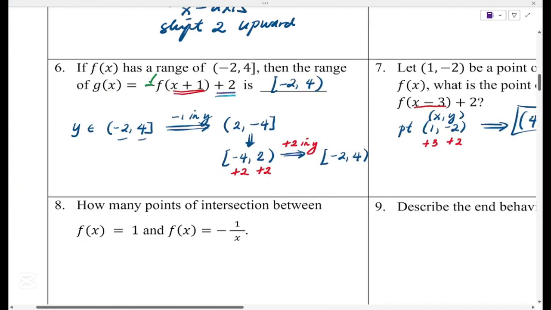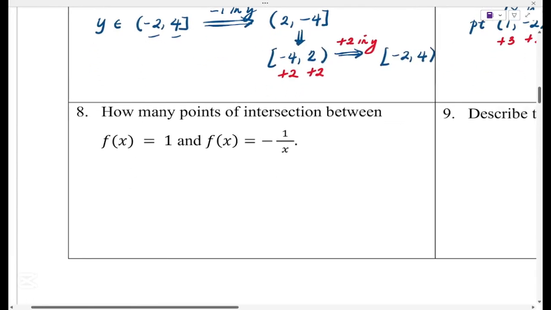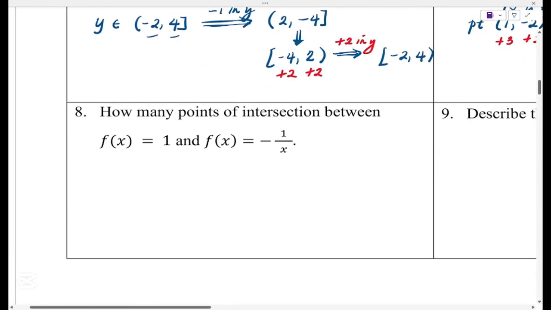Now for question number 8, the question is, how many points of intersection between the function f of x equal to 1 and f of x equal to negative 1 over x? We can show this in two ways. One is algebraically, the other one is graphically. For the algebraic solution, since we know that f of x is equal to f of x, we can equate 1 equal to negative 1 over x. So we will start from there.